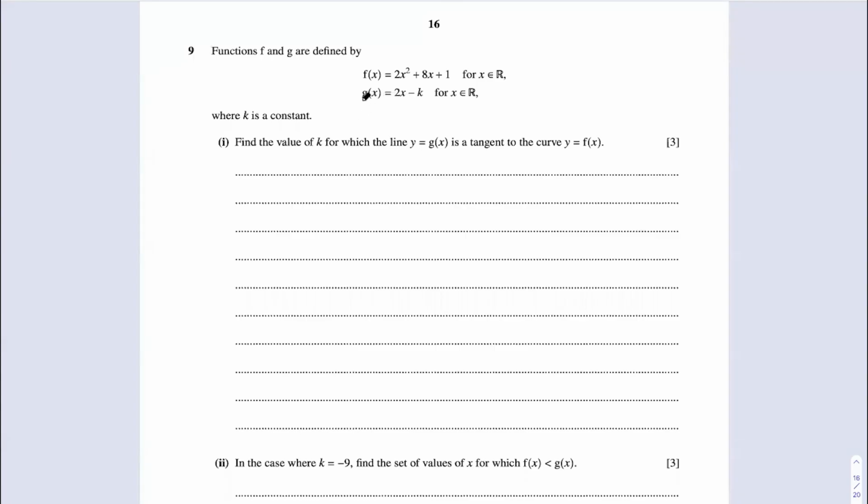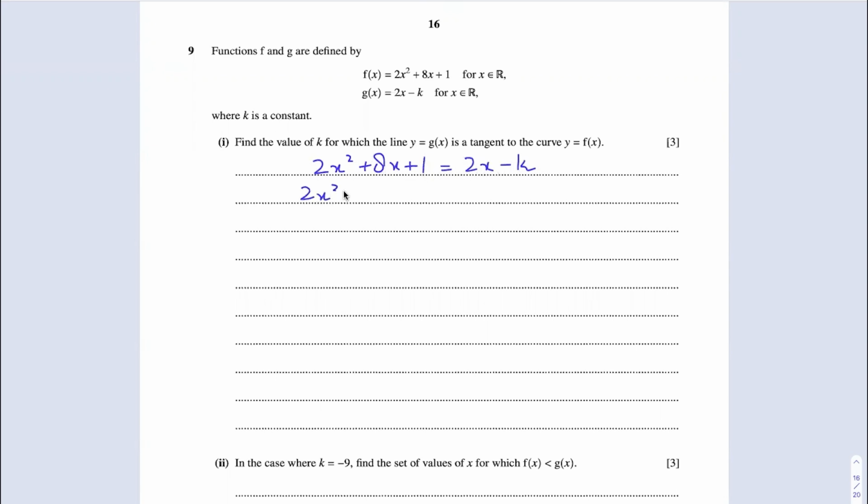In question 9, functions f and g are defined by f of x is 2x squared plus 8x plus 1, g of x is 2x minus k. We have to find the value of k for which the line is the tangent to the curve. So tangent means that they are intersecting at one point. So first we'll equate the two equations.